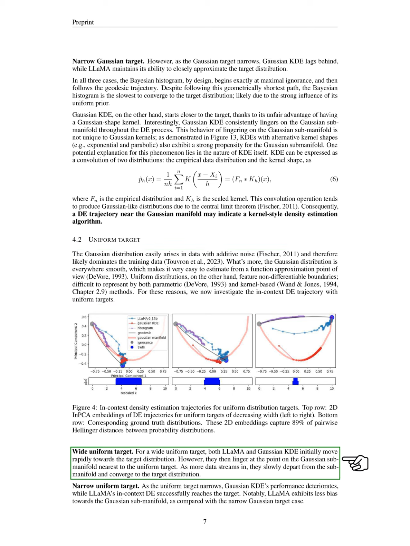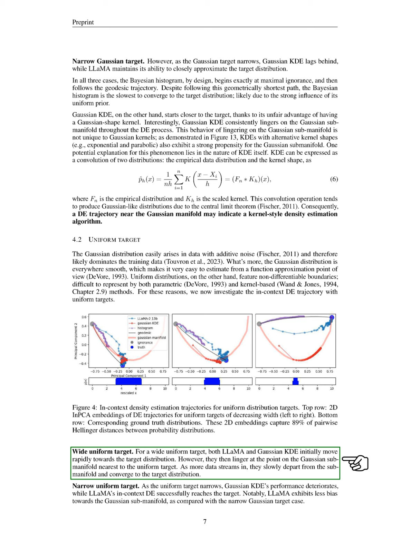For a wide uniform target, both Llama and Gaussian KDE initially move quickly towards the target distribution but then pause at the nearest point on the Gaussian submanifold. As more data is introduced, they gradually move away from the submanifold and converge to the target distribution. When the uniform target narrows, we see Gaussian KDE's performance decline, while Llama successfully reaches the target. Notably, Llama shows less bias towards the Gaussian submanifold compared to the narrow Gaussian target case.